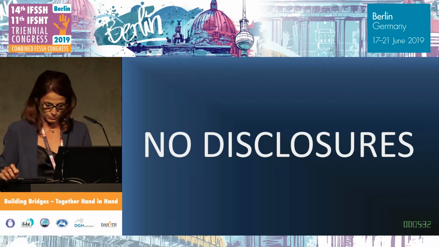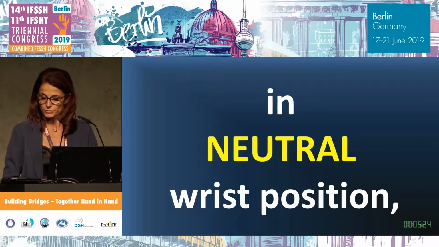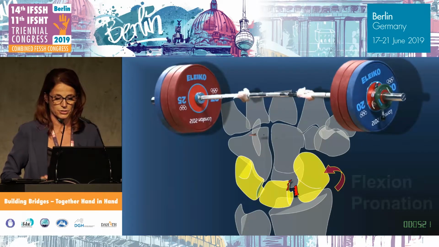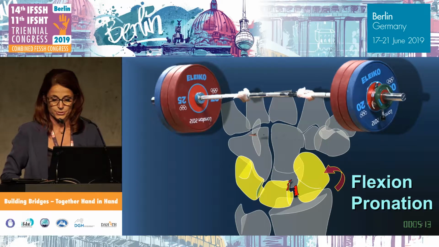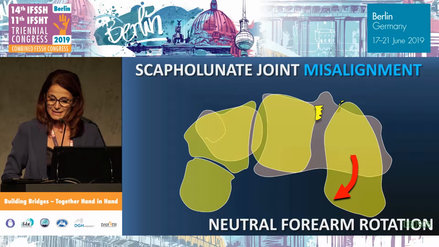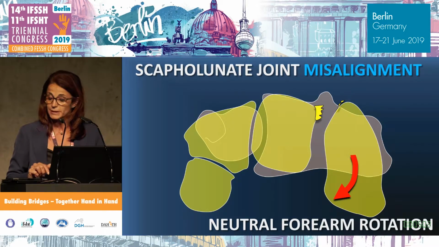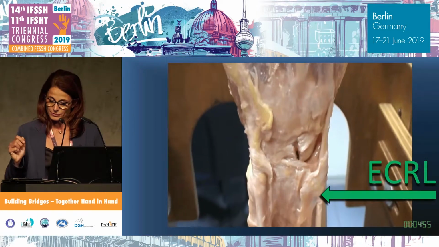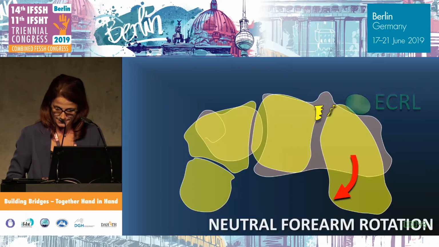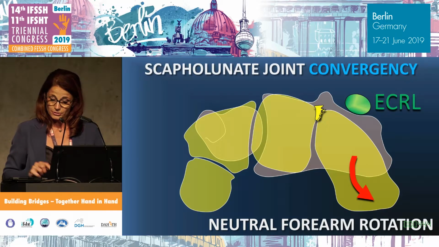Actually, all of you know that when a scapholunate ligament deficient wrist, holding wrist neutral position and a neutral forearm rotation, is axially loaded, the scaphoid flexes and rotates into an intracarpal pronation. This scaphoid pronation leads to a scapholunate joint misalignment, which can be associated to a clinical scapholunate joint instability in some patients. You also know that the ECRL muscle is a powerful scapholunate joint dynamic stabilizer. When this muscle contracts, it supinates the scaphoid, and therefore it reestablishes the scapholunate joint alignment.